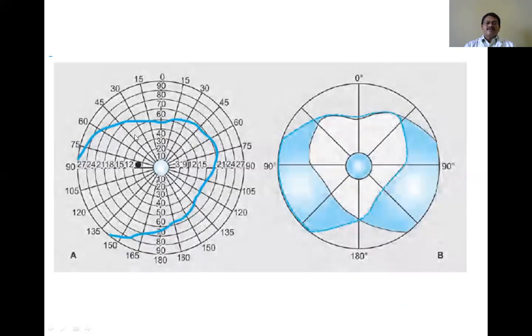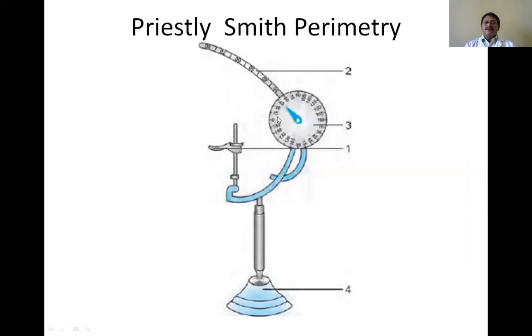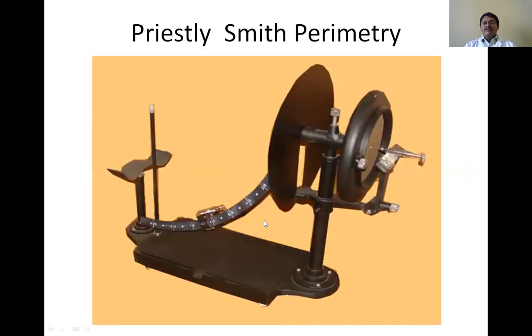This is how you do the perimetry charting, a binocular visual field charting with this one. This is the Priestley-Smith older version, and nowadays you have newer models where you can also change the size of the object. This is the chart holder, and this is the arc of 30 mm radius. This is the leveling bar, this is the chin rest, and this is the chart marking, where you mark the different degrees depending on where the subject identifies the object.